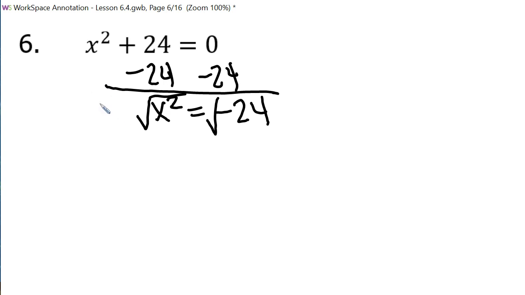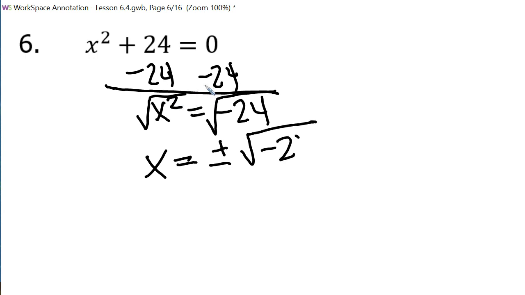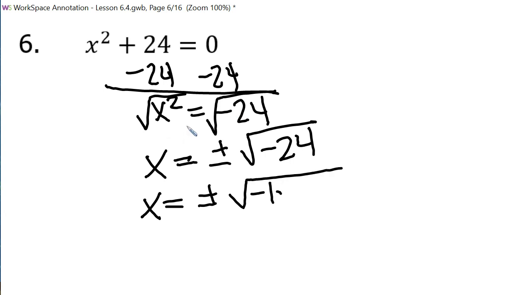And what's the square root of x squared? X equals, can I leave it? Well, first of all, how many answers should I have? 2. So I need to have the plus or minus square root of negative 24. Is that radical in simplest form? No, you need to simplify your radical. What is the first factor I should write down if it's negative? Negative 1. And what is the perfect square for 24?